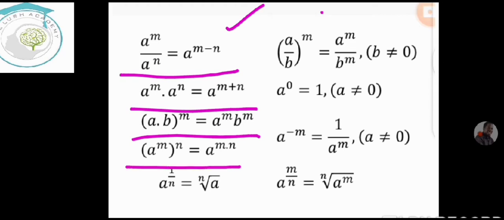Next law, a to the power of m, all brackets n, is the same thing as a to the power of m times n. Now this, a to the power of 1 over n, is equal to the nth root of a. What I mean by n? N, good. The nth root of a, not ninth root. The nth root of a.